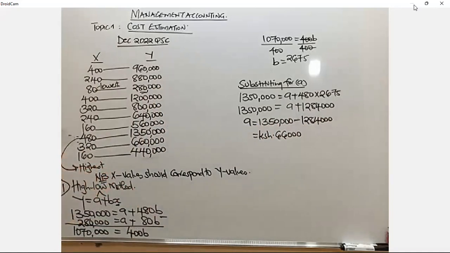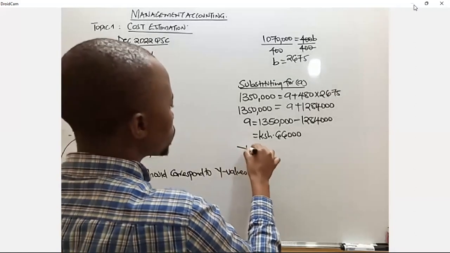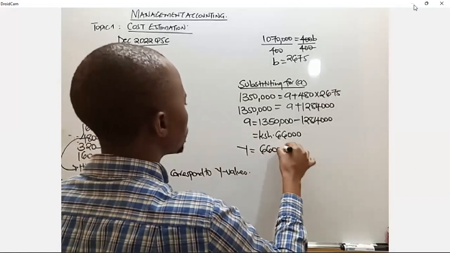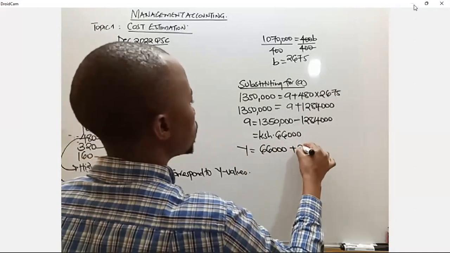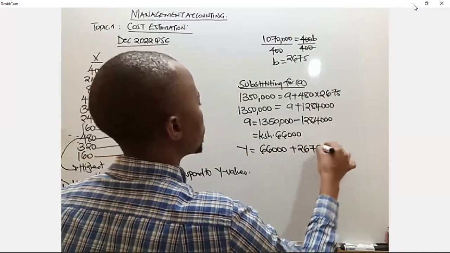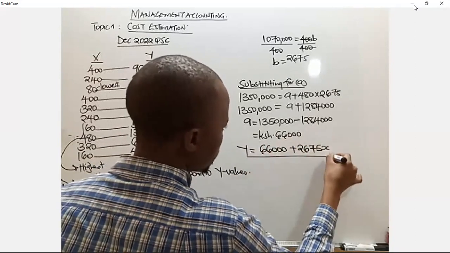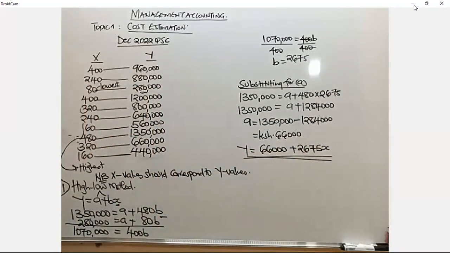Now, remember the examiner might ask you, using the least squares method, to formulate an equation. Formulate an equation using the high-low method, for example. So in this aspect, I say y is equal to 66,000, which is your total fixed cost, plus 2675x. This is your variable cost per unit. That is the equation required. This equation will assist the organization in decision-making. How is it going to assist?